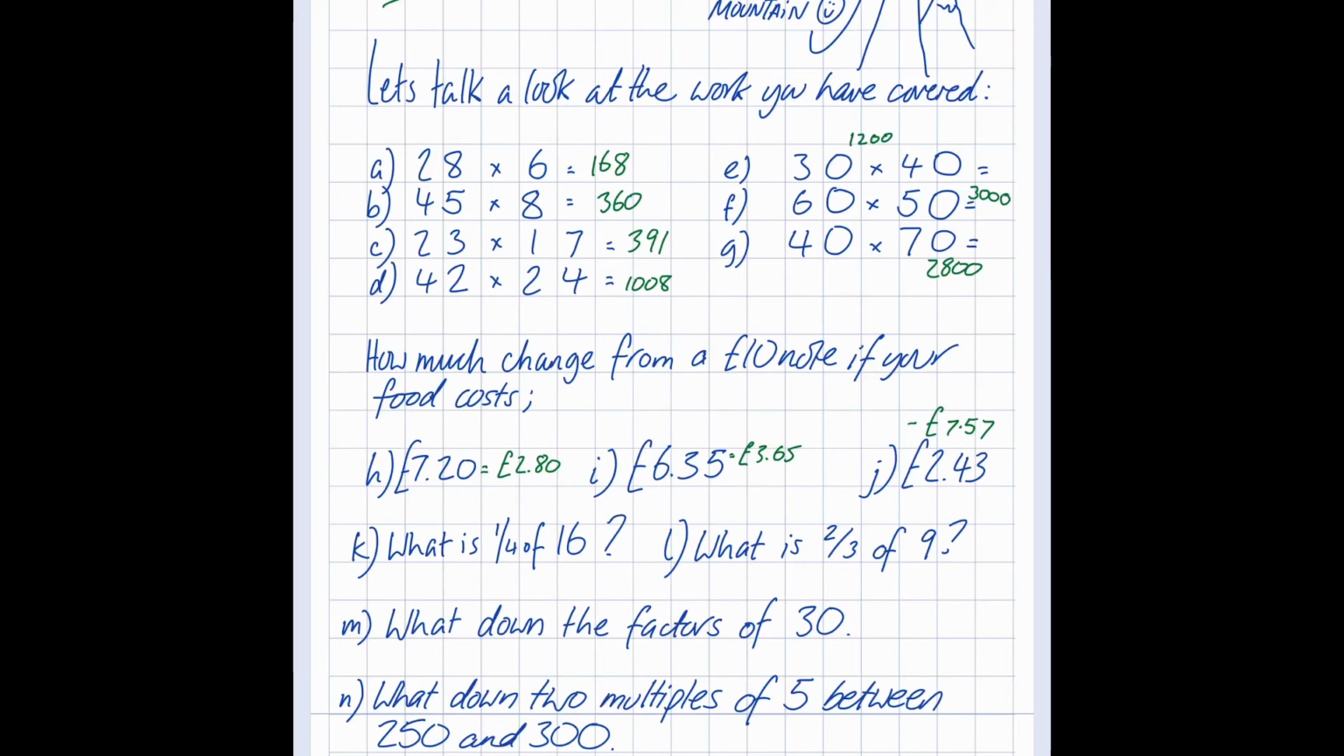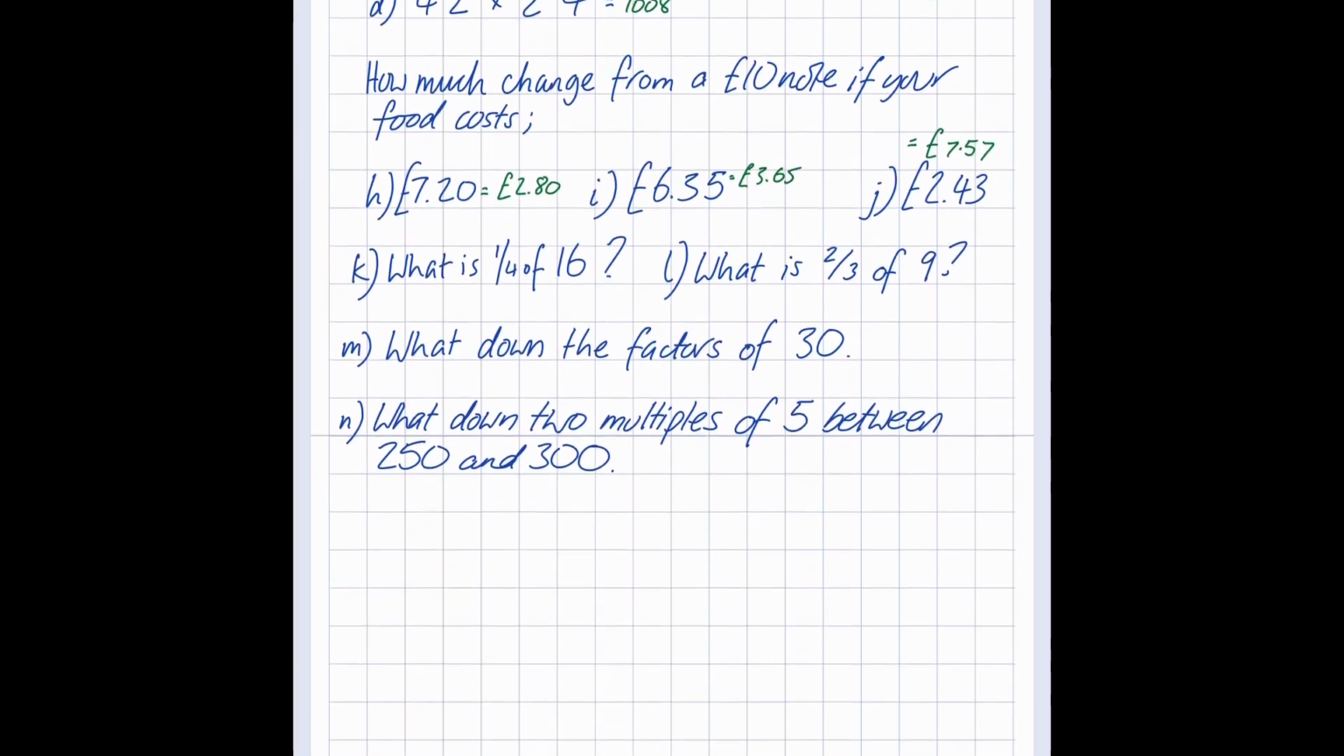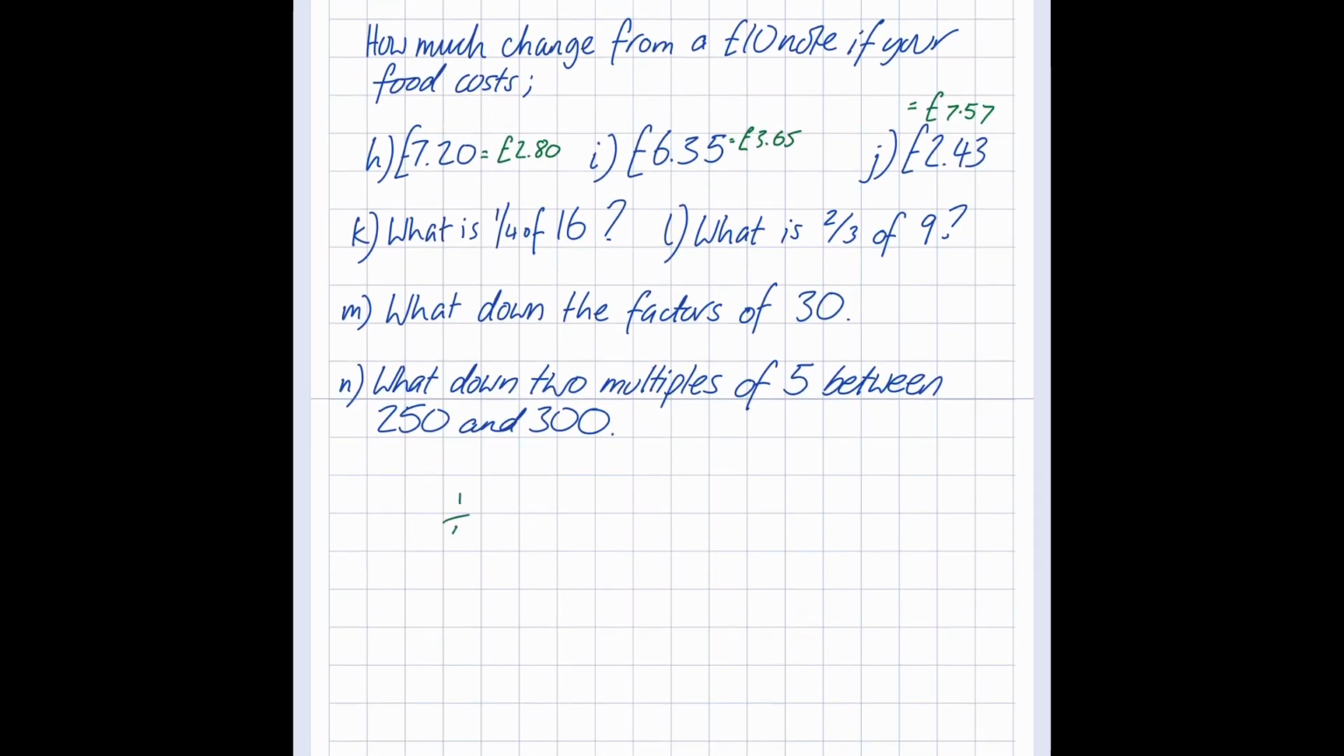A quarter of 16. So I'm going to scroll down a little bit. Remember, I ask myself, how many times does 4 go into 16? It's 4. 4 times 1 is 4. And 2/3 of 9. How many 3s go into 9? 3. What's 3 times 2? 6. Really well done if you got both of those right. For some reason, working out fractions of amounts is something that pupils find hard to remember. So really well done if you got those right.